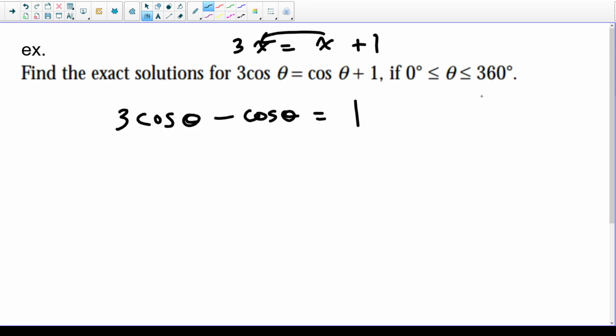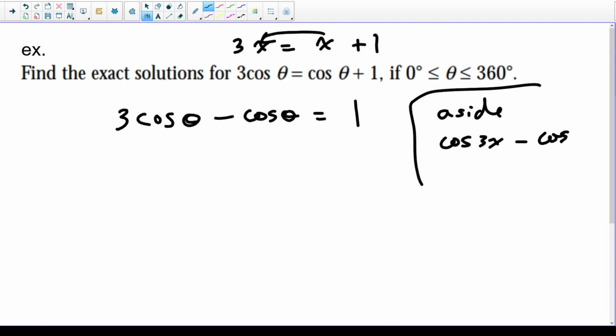and I want to do a quick little aside here for a second. There's a huge difference between that statement and this statement, okay? Could I combine those two, cos 3x minus cos x? And if you can, why? And if you can't, why? Could I combine cos 3x minus cos x? What do you think, chat?